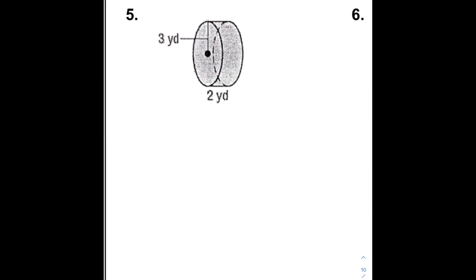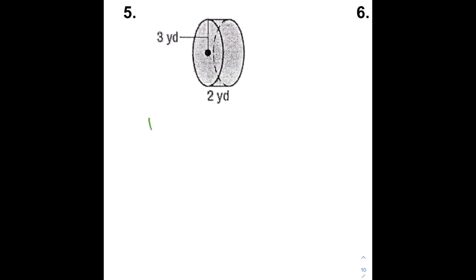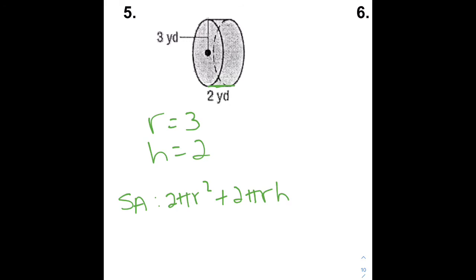So in problem 5, it was pretty much spelled out for you. The radius is 3, the height between the circles is 2, and then I just plug it into my formula. The surface area of a cylinder, and this is a cylinder because your bases are circular, is 2 pi r squared plus 2 pi rh. So I take 2 pi times 3 squared plus 2 pi times 3 times 2.